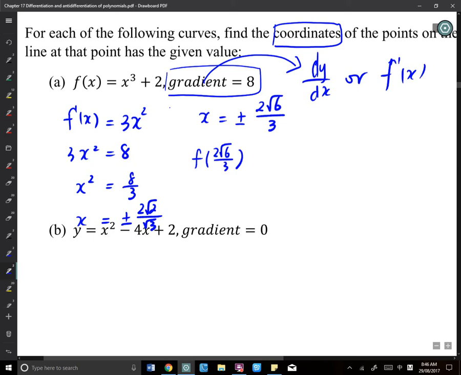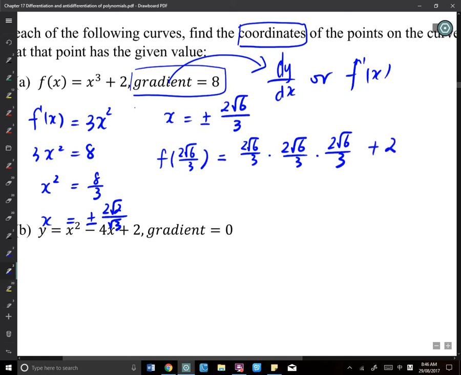I want to find the y coordinates. That is 2 root 6 over 3 times 2 root 6 over 3 times 2 root 6 over 3, because it's to the power of 3, and then plus 2. So what I will have is 2/3 times 2/3 times 2/3, which is 8 over 27. And you have root 6 times root 6 times root 6, which is 6 times root 6. And then you plus the 2.